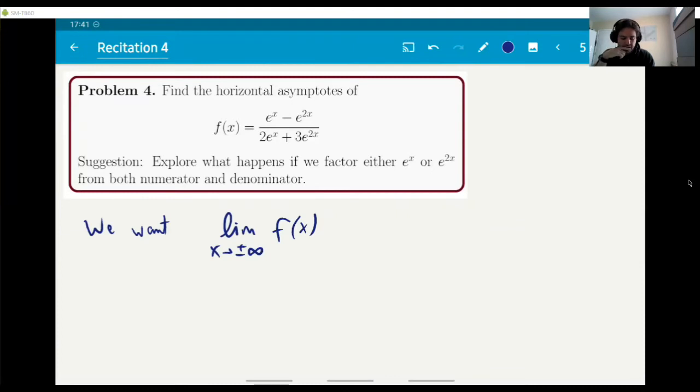But the suggestion is saying explore what happens if we factor either e to the x or e to the 2x in both numerator and denominator. So we're going to do exactly that.